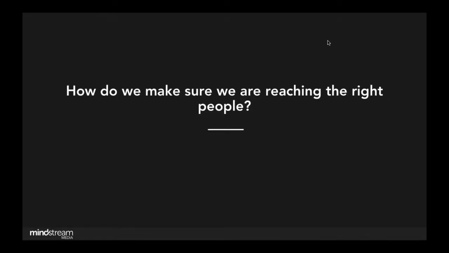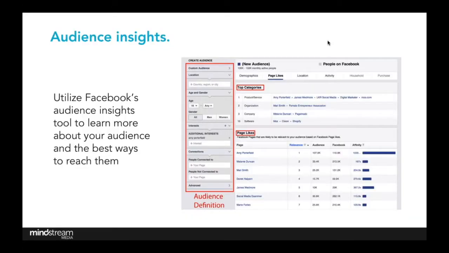So I think now that we have it set up, we've chosen our platform, we've structured our test, how do we know that we're reaching the right people at the right time? Definitely. So I think the first step is gathering those insights on your audience.